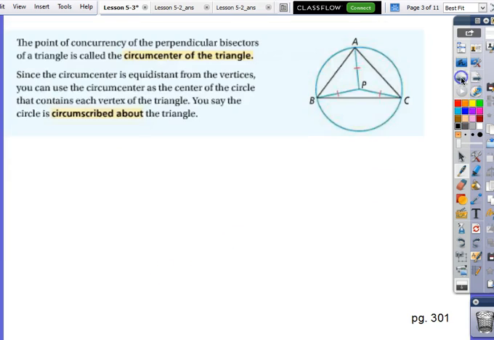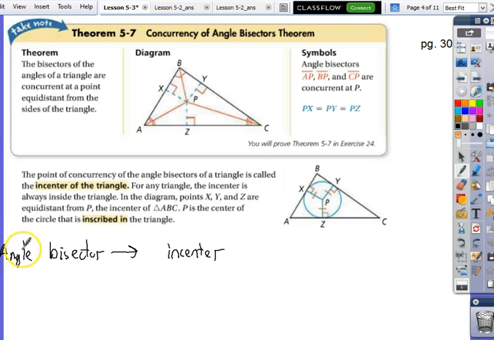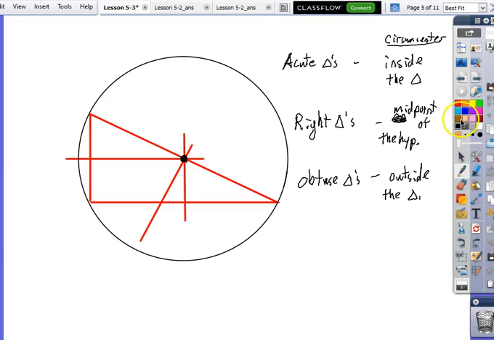So we have perpendicular bisectors that find a triangle's circumcenter, and we have angle bisectors that find a triangle's incenter. You might want to write that down because those 2 connections are very important, especially if we expand our knowledge. All right, so what does this all mean?